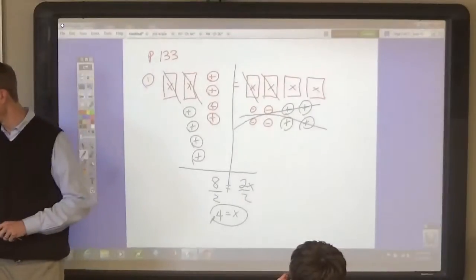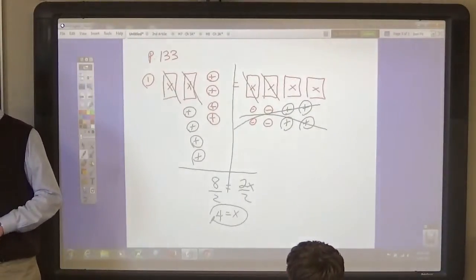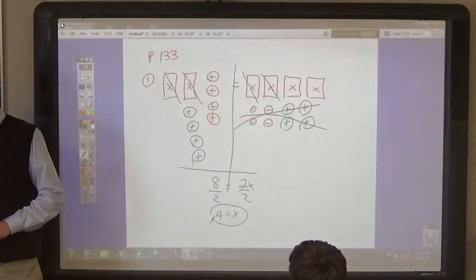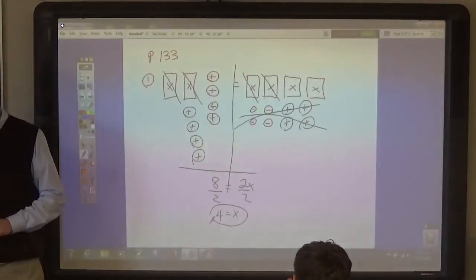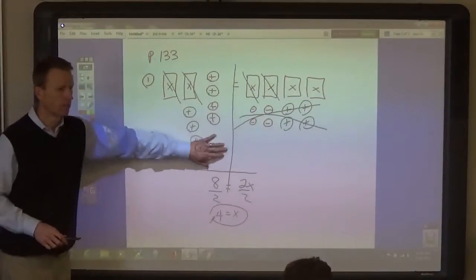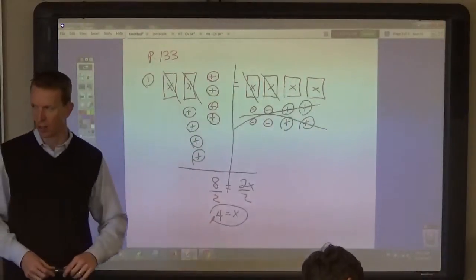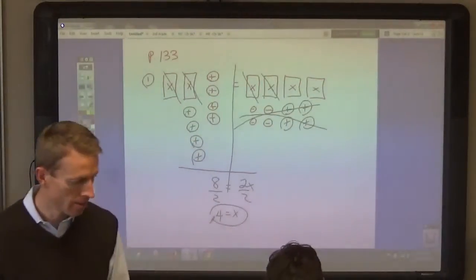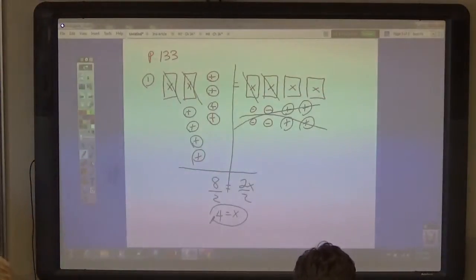Alright, I want you to do 2, 3, 4, 5, and 6 for assignment. The models, just like this. Okay? So it'll take up a lot of room on your paper, but you're going to be drawing these out.